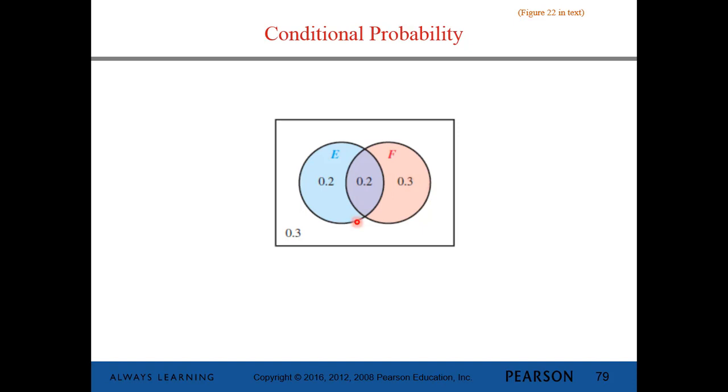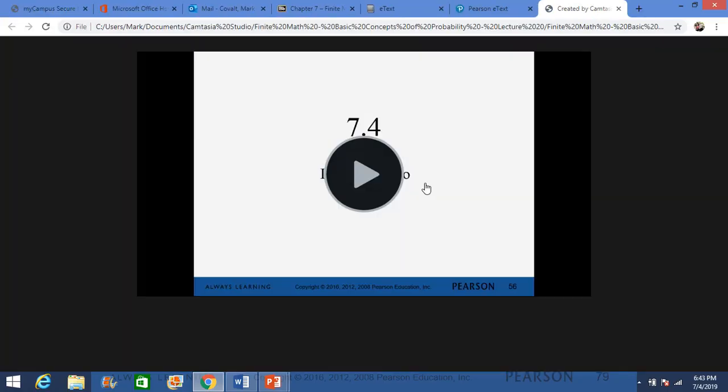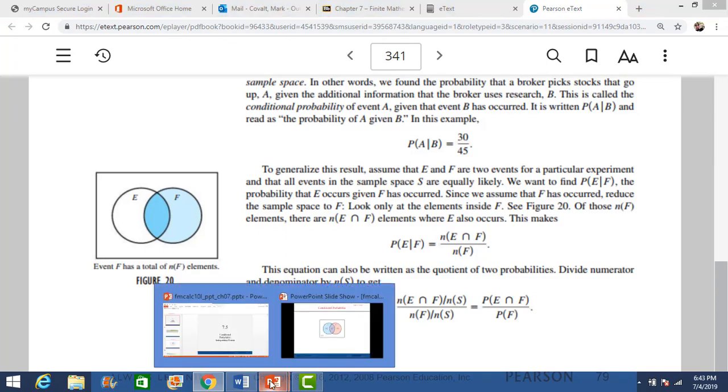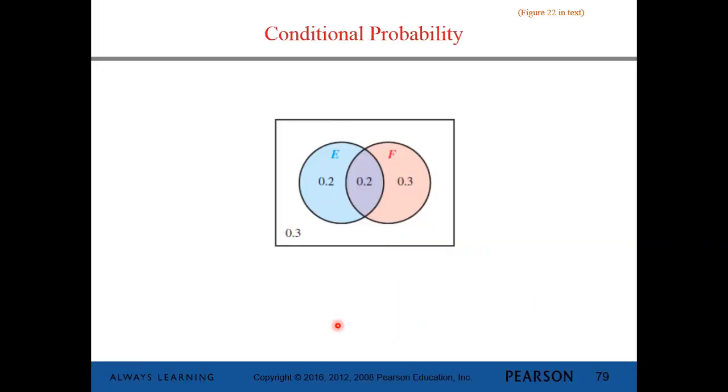Or no, hold on. Is that right? Yeah, 0.2 divided by 0.5. Hold on. Okay. So 0.2 divided by 0.5 is 0.4. That's correct. So that would be the probability of E given F.